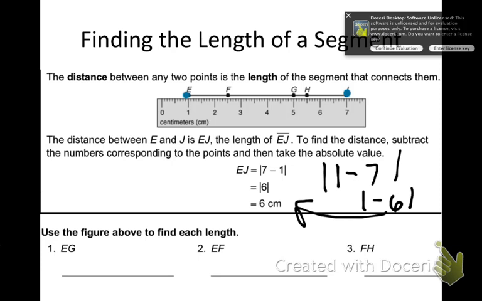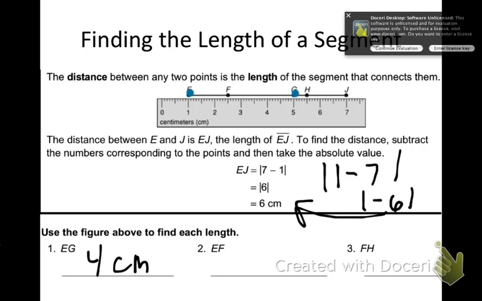So number 1 there. Okay. I have EG. I want to find the distance from E to G. Well, there's E. There's G. My distance, Anna, would be a distance of what? 5. So 1 to 5, the distance would be, what's 5 minus 1? 4. What is it? 4 centimeters. That's distance right there.